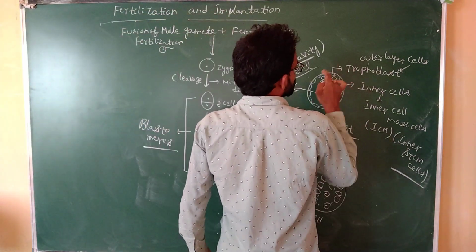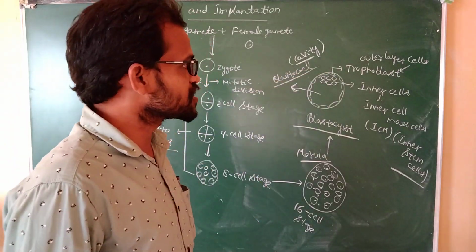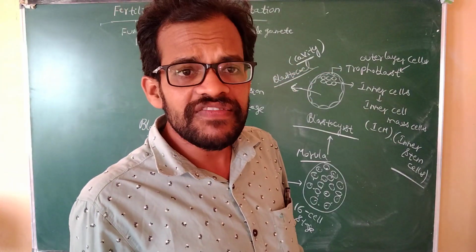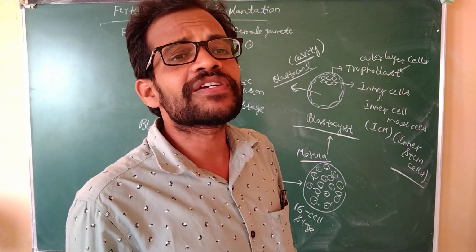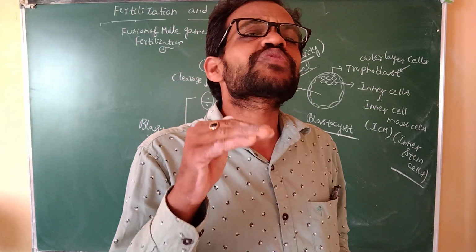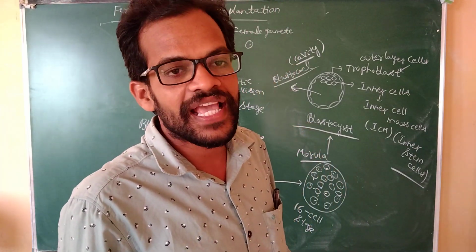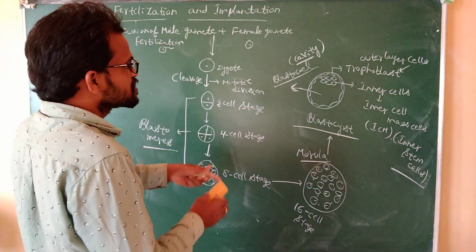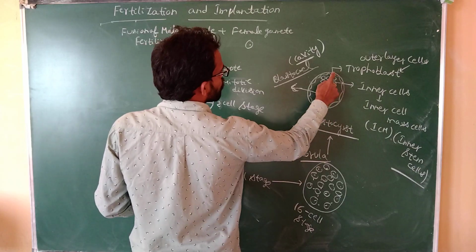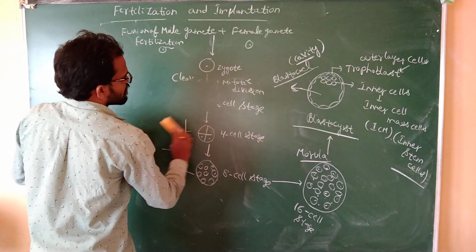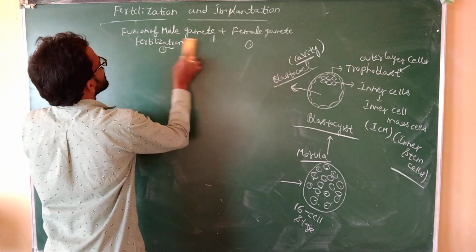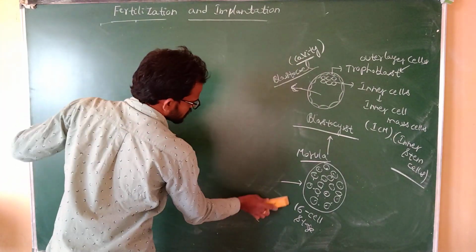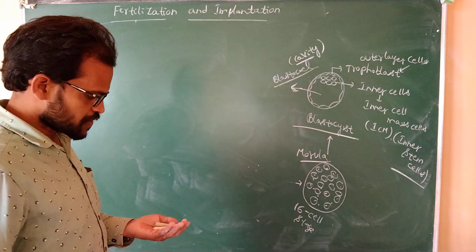After the blastocyst formation, the trophoblast develops finger-like projections. The finger-like projections are known as the chorionic villi cells. These trophoblast cells again divide. See here. Okay.